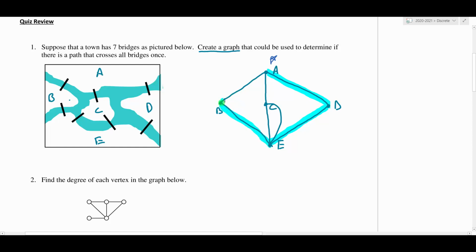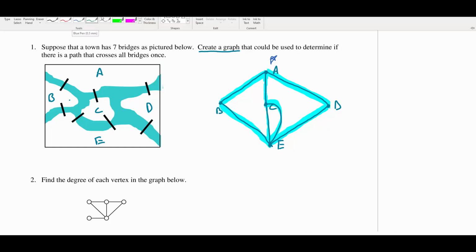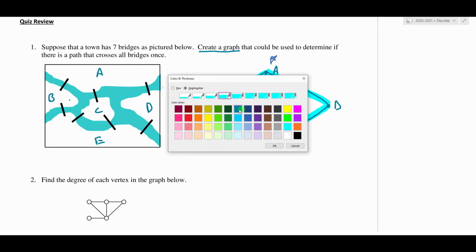And then from B, we would have to go to A. And then from A, we would have to come down to C. And then C down to E. And then E back to C. So there is a way to do it. I got really lucky there and I found it. So let's write that path down.